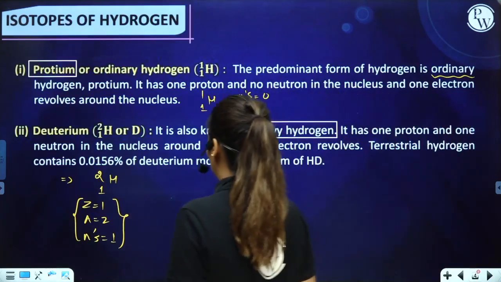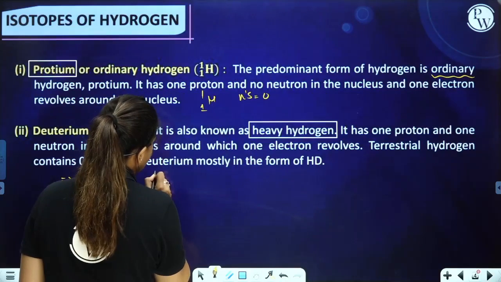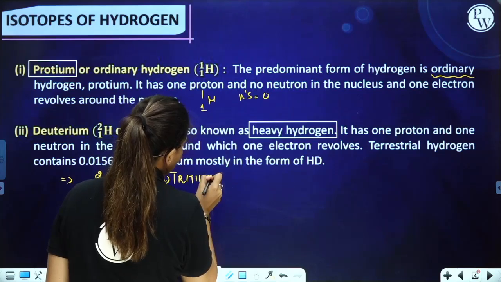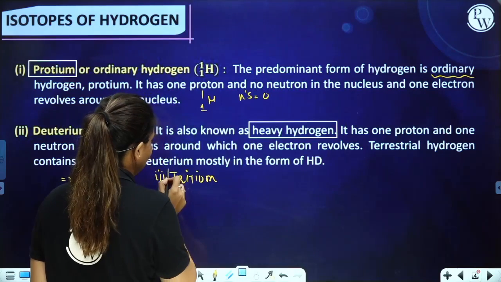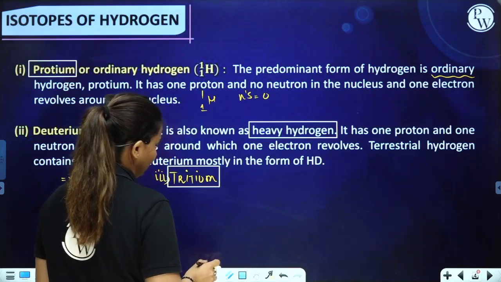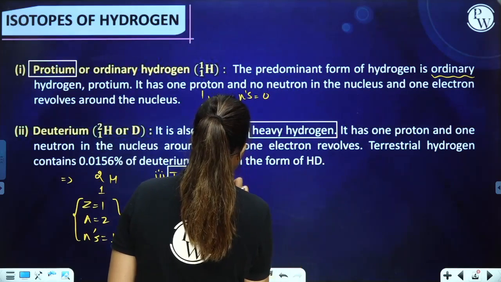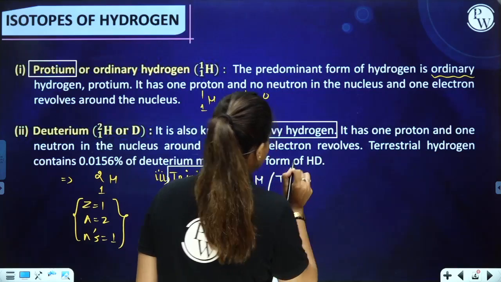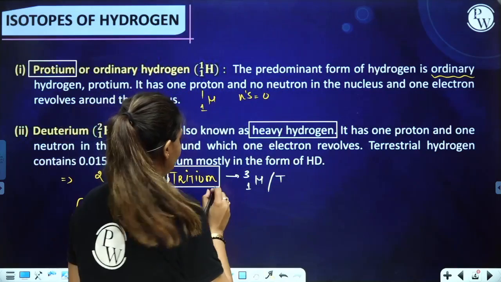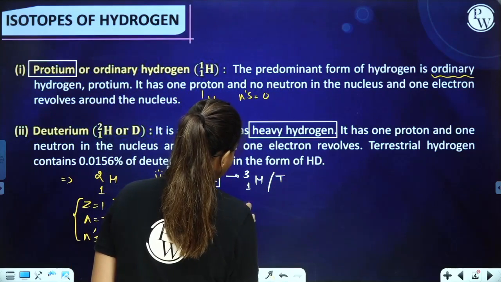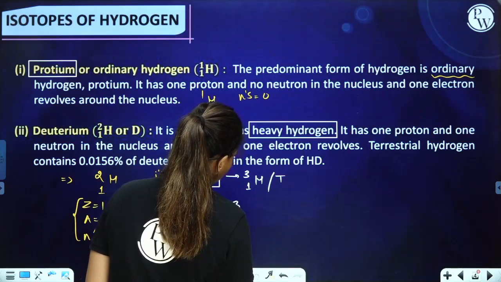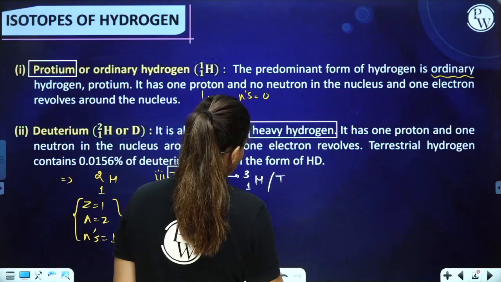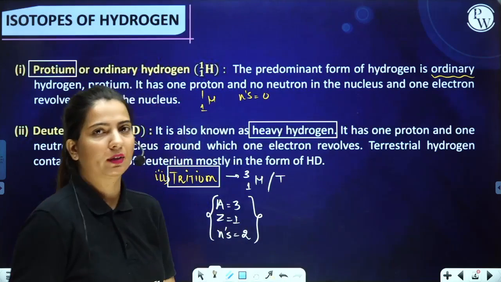After that we have one more isotope, that is considered as tritium. Tritium is represented as 3H1, or it can be represented as simple T. So the atomic mass of this will be 3, the atomic number will be 1, and the number of neutrons will be equal to 2. This is how it is represented.